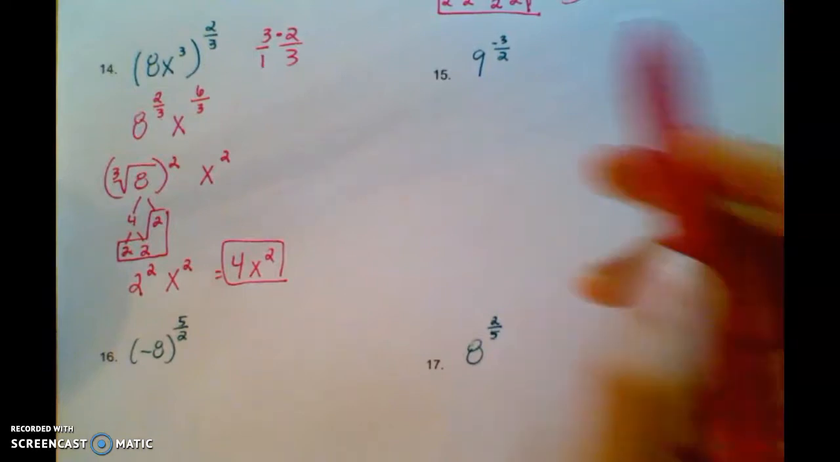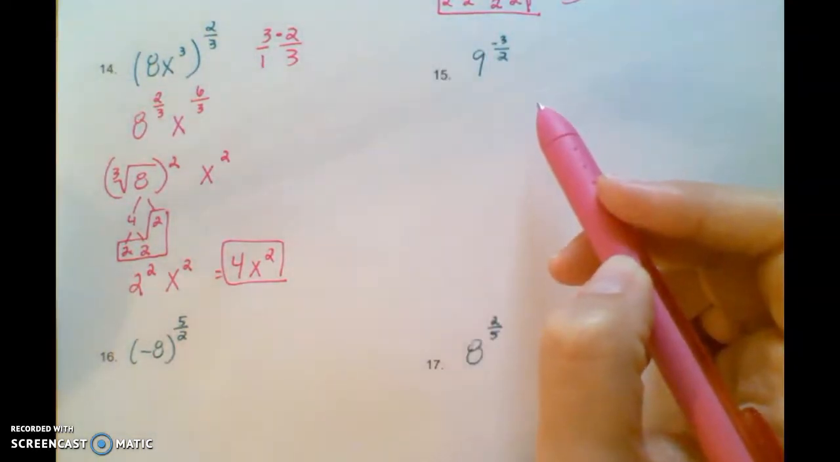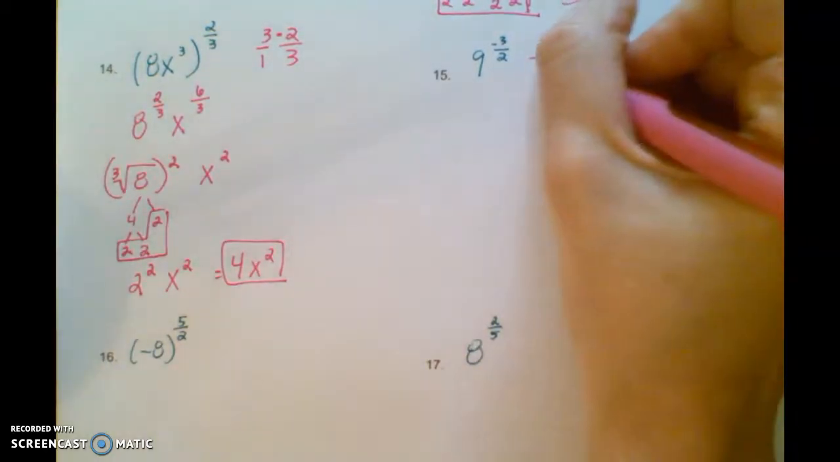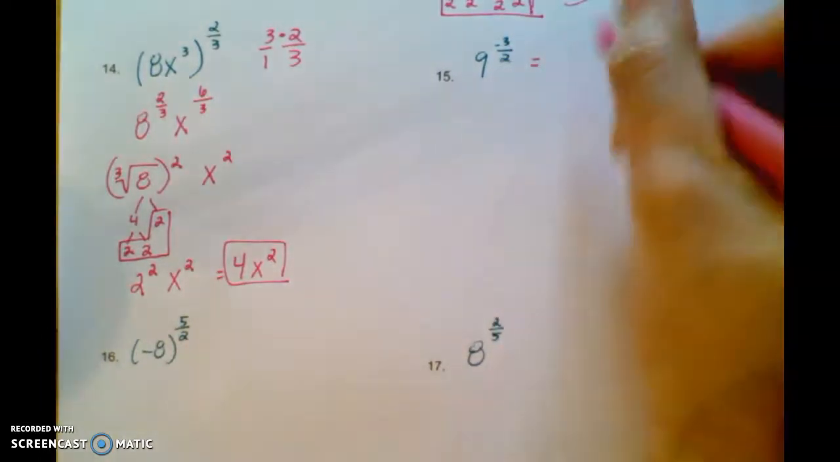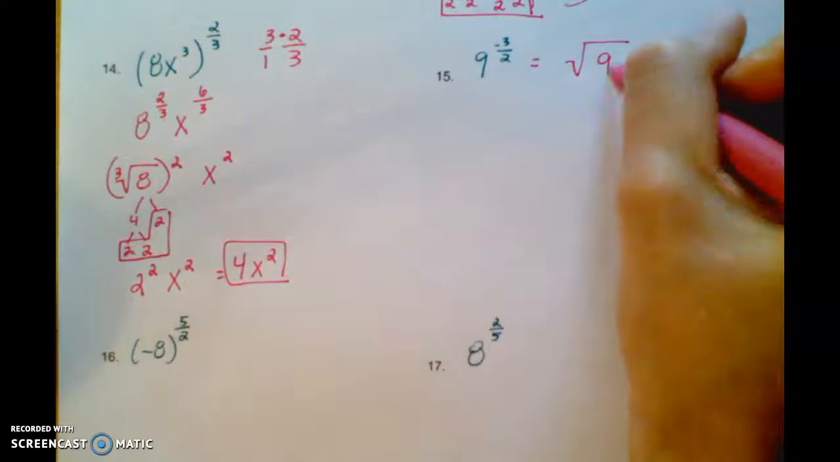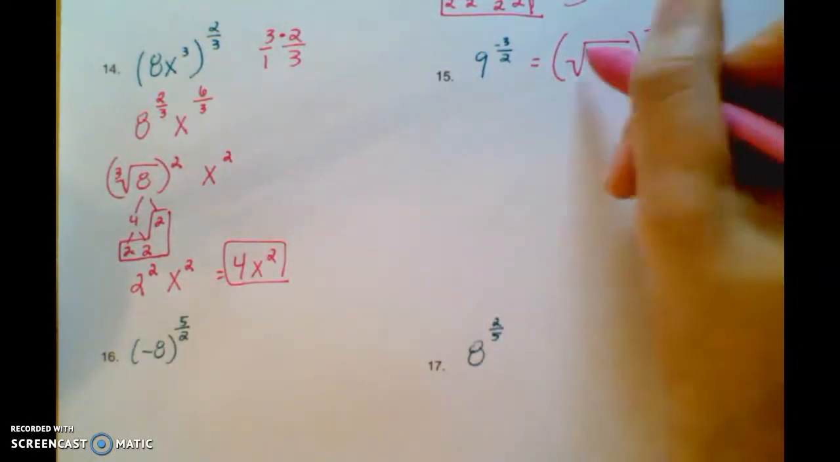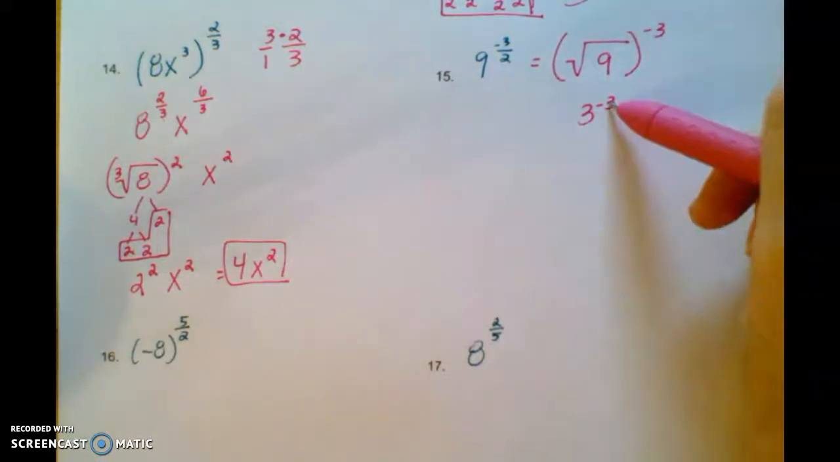Next one, 9 to the negative 3/2. If you think you can, try it on your own, pause the video, and then come back and check it. All right, let's get to it. So we have the power is -3, the root is 2, so this is going to be a square root of 9 to the -3rd power. Well, the square root of 9 is 3, so now we have 3 to the -3rd power.